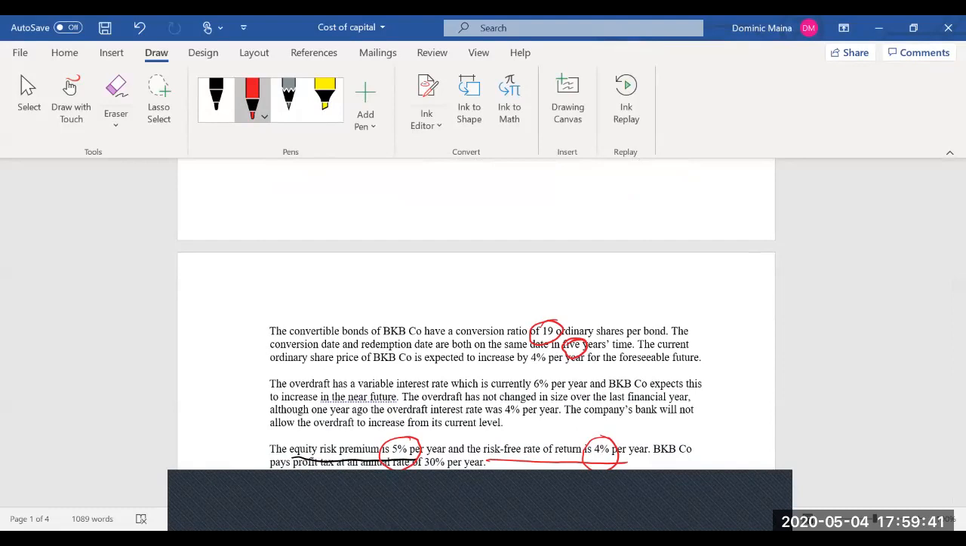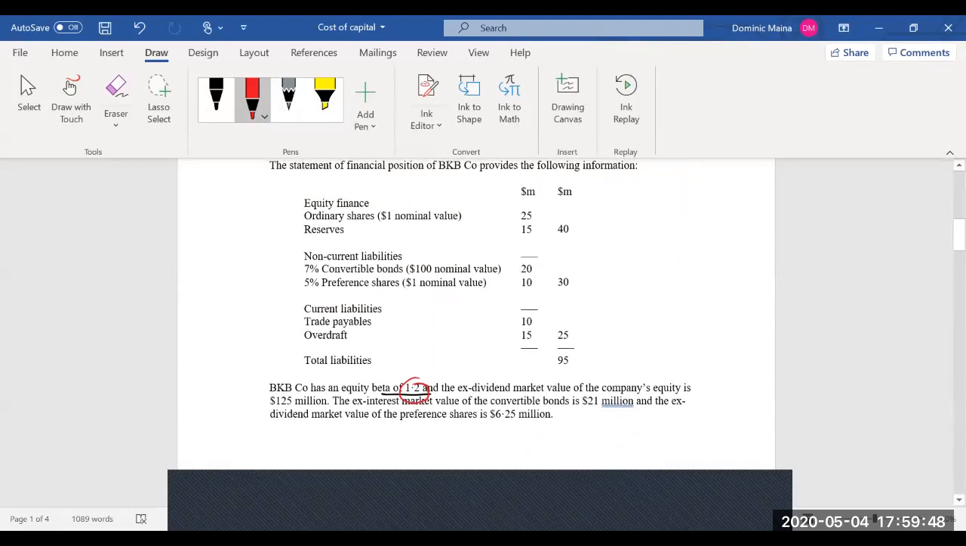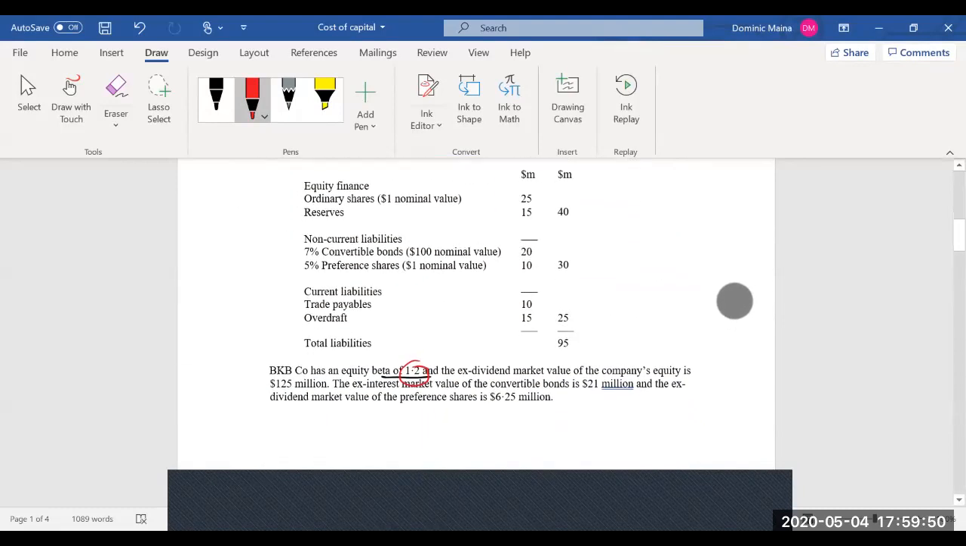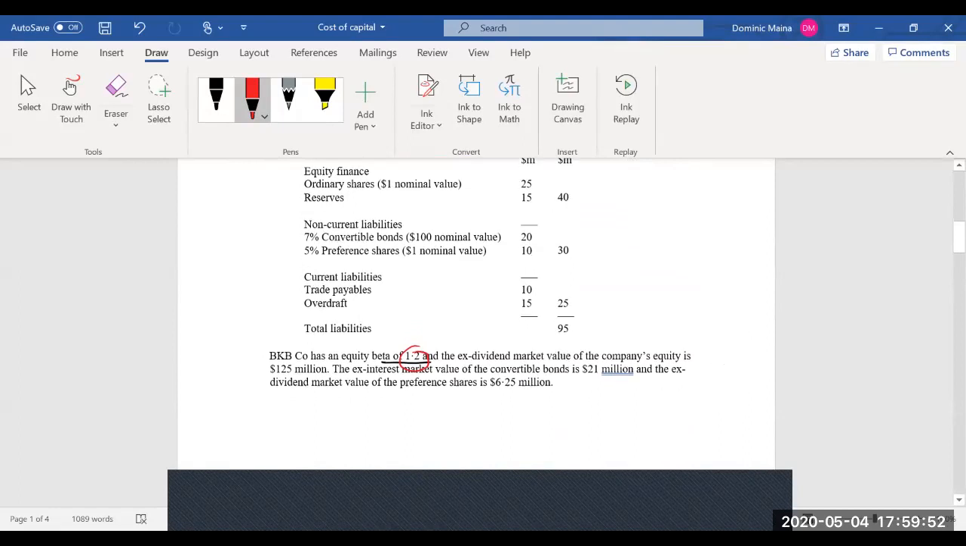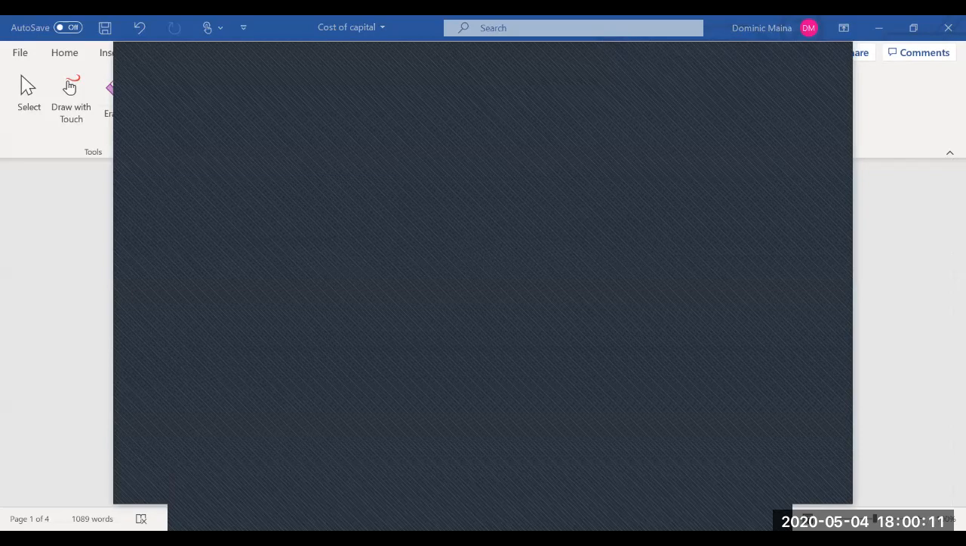The current market value of the equity share of this company we may need to estimate, which is given to us. If you look at the current market value of the company equity, this part is 125 million. Which implies we may need to work backward to get the market value per share, because 125 million is the total market value of the company equity. Fair enough. Let's go back to our board here.